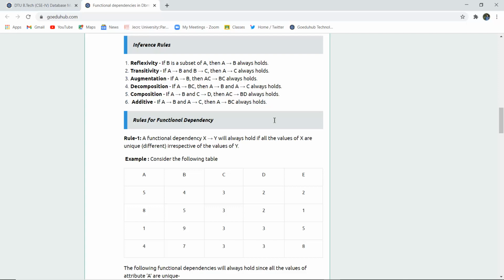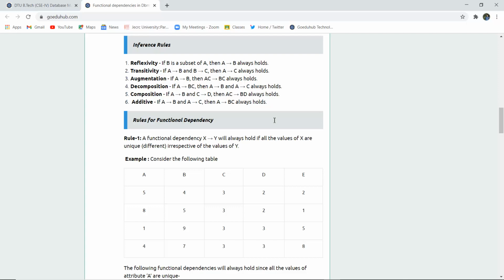Next is augmentation. Augmentation: if A determines B, then AC always determines BC, where C is a common set, so it can hold in both. Similarly, for decomposition, if A determines BC, then A determines B and A determines C also. Decomposition means we decompose the attributes into single sets. Similarly, composition is the combination: if A determines B and C determines D, then AC combined determines BD, which always holds true.